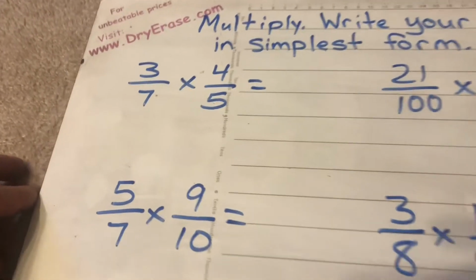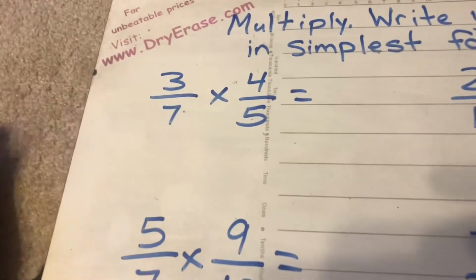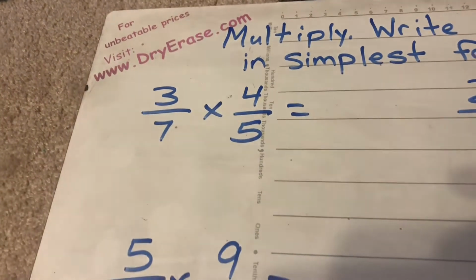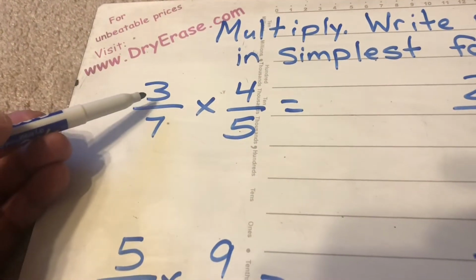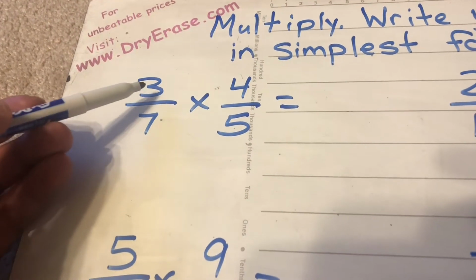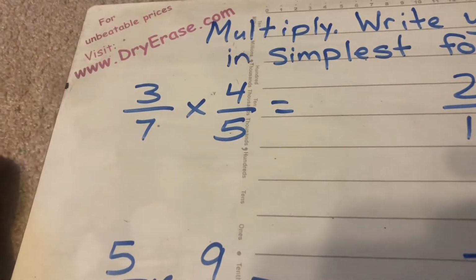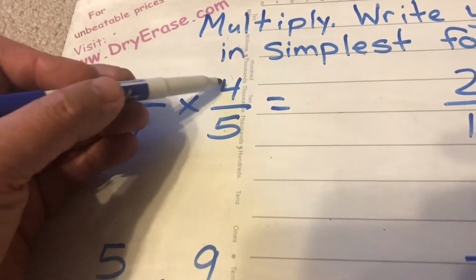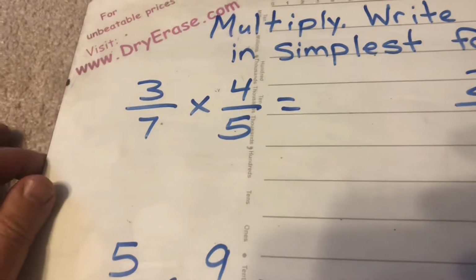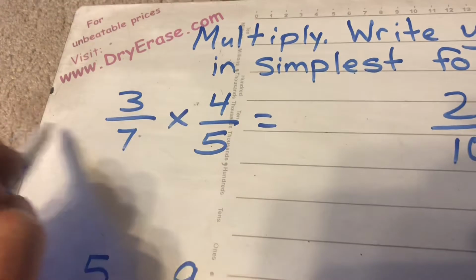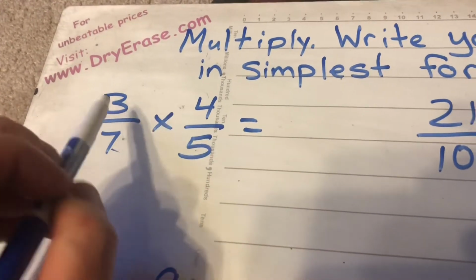So we have 3 over 7 times 4 over 5. Everything's already a fraction. So we can go straight to thinking about cross-checking. Now I'm thinking, okay, what besides 1 can go into both 3 and 5? Well, nothing besides 1 can go into both 3 and 5. Well, what besides 1 can go into both 4 and 7? Well, nothing besides 1 can go into both 4 and 7. So there's no cross-checking that can take place here.